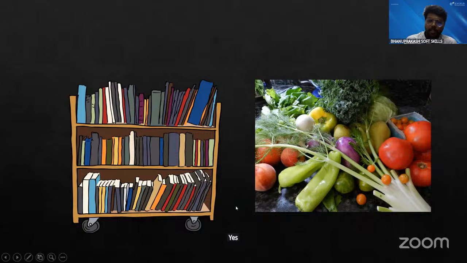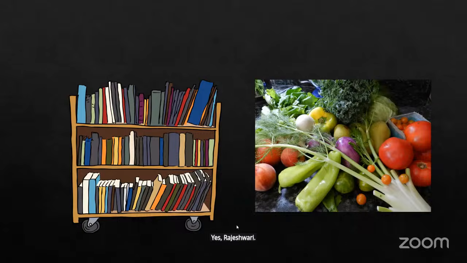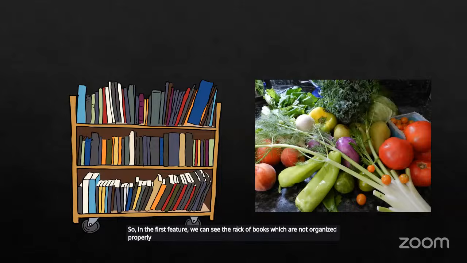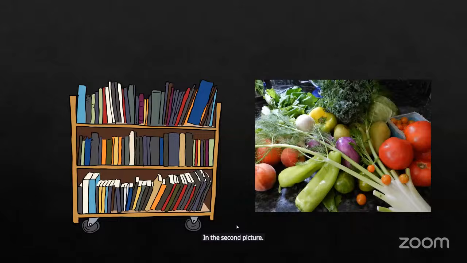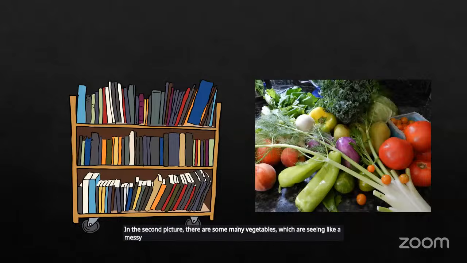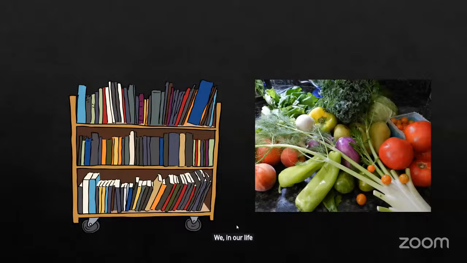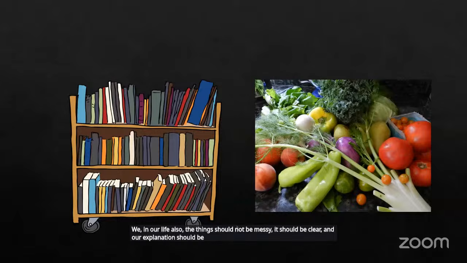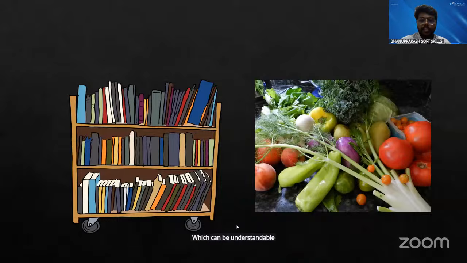Yes, Rajeshwari. In the first picture, we can see the rack of books which are not organized properly. It is too difficult to select the book which we want. In the second picture, there are many vegetables which look messy. So in our life also, things should not be messy. It should be clear, and our explanation should also be clear and understandable for everyone. Yes, that's a great different view.